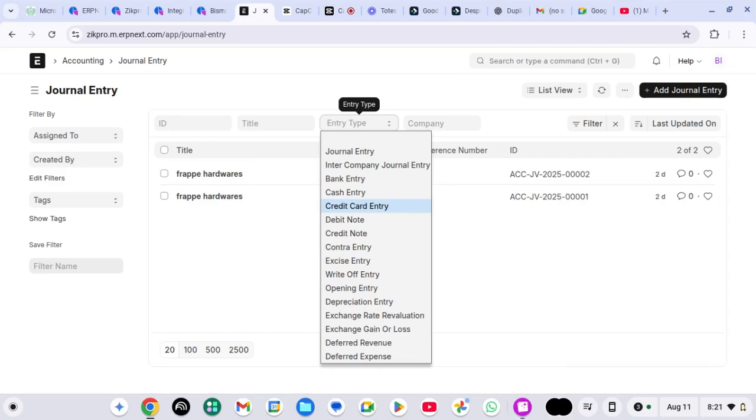Example: you purchased office stationery of Rs 3,000 on credit card of your company. You will prepare a payment entry, enter mode of payment as credit card, and select your credit card account. This keeps your books clean and makes it simple to reconcile credit card bills in the future.